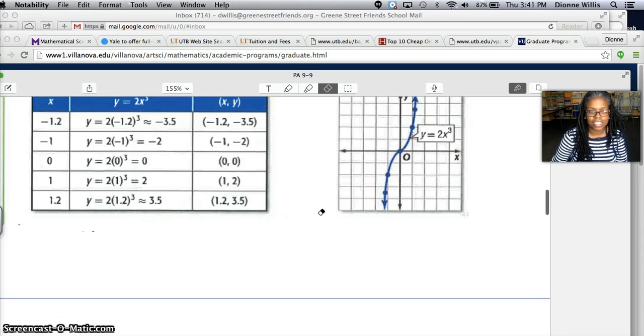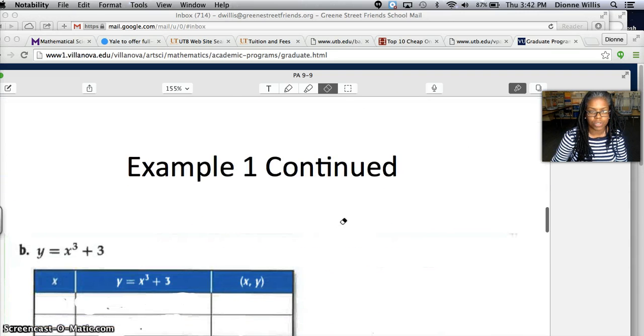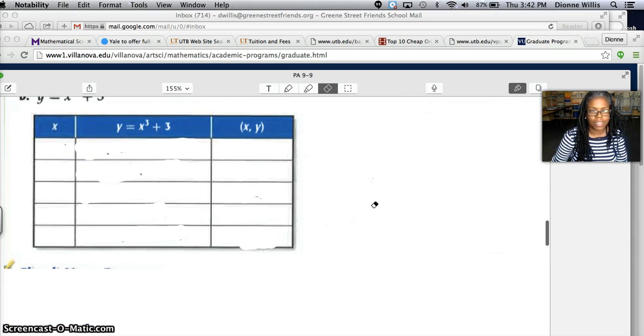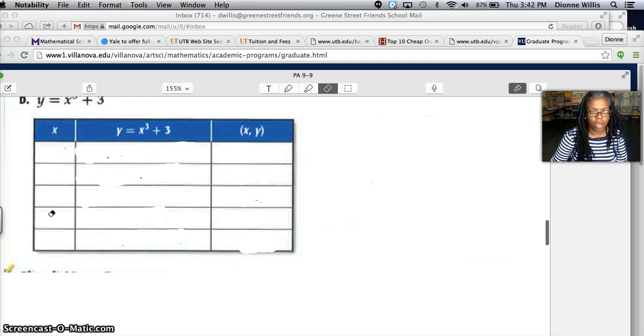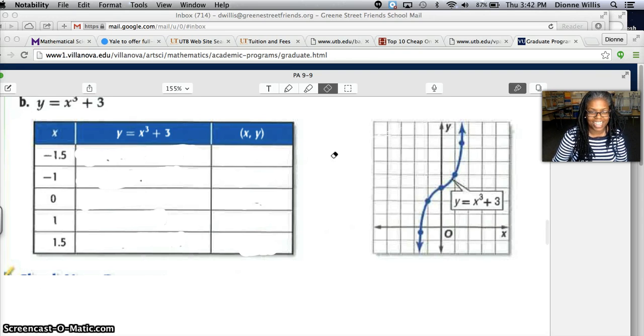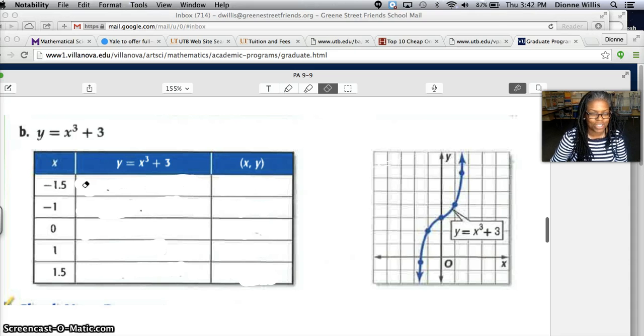Let's go ahead and look at the second portion of example 1. So here's example 1 continued. So again, we're going to choose some values for the x column, and again we're using some decimal values, which is not that big of a deal. Unfortunately, I just revealed our graph, but that's okay. Let's see how we got to the graph. We get to the graph by plugging in these values, and we're going to plug it right into the equation.